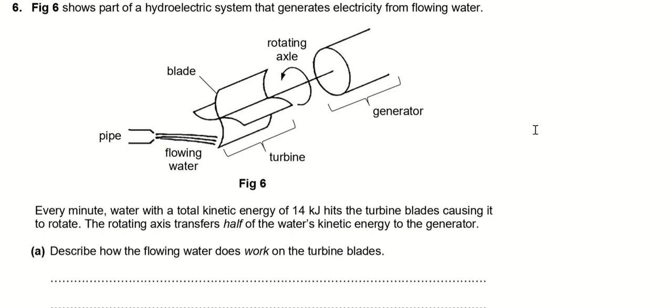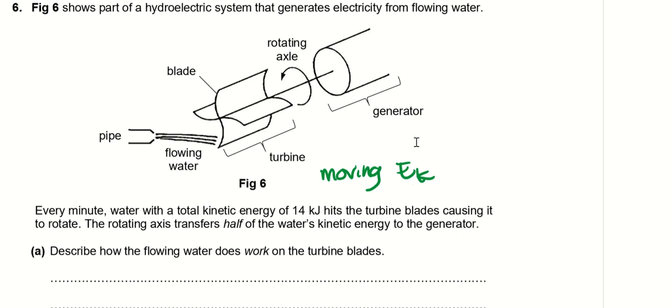Okay, this video will be going through question 6 of your work energy power tutorial. Figure 6 shows part of a hydroelectric system that generates electricity from flowing water. So basically, the flowing water will hit the turbine and make the blades turn. When the turbine turns, it is moving, so it's going to have energy in the kinetic store. This turning effect will then cause the generator to generate electricity.